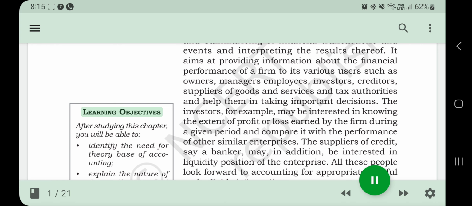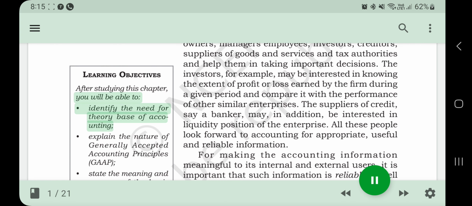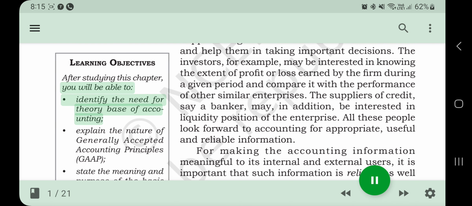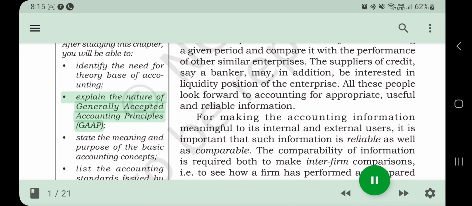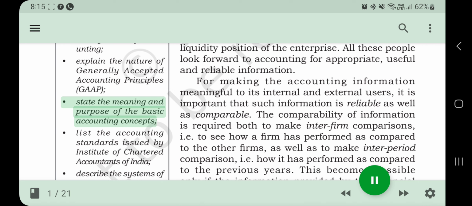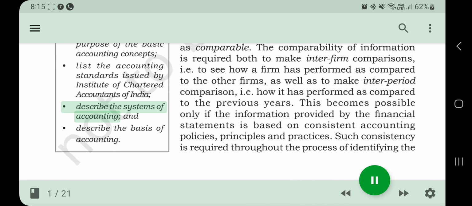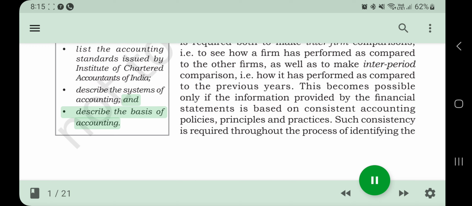Learning objectives. After studying this chapter, you will be able to identify the need for theory base of accounting. Explain the nature of generally accepted accounting principles, GAAP. State the meaning and purpose of the basic accounting concepts. List the accounting standards issued by Institute of Chartered Accountants of India. Describe the systems of accounting. And describe the basis of accounting.